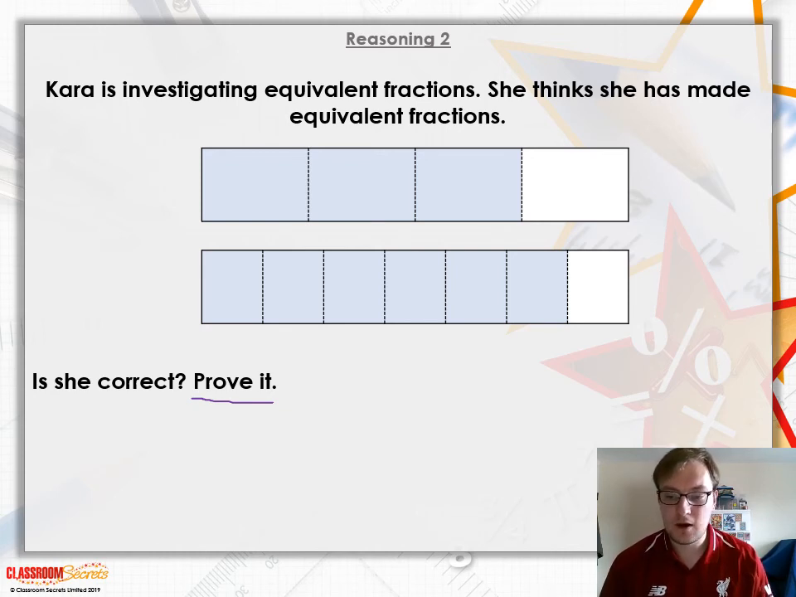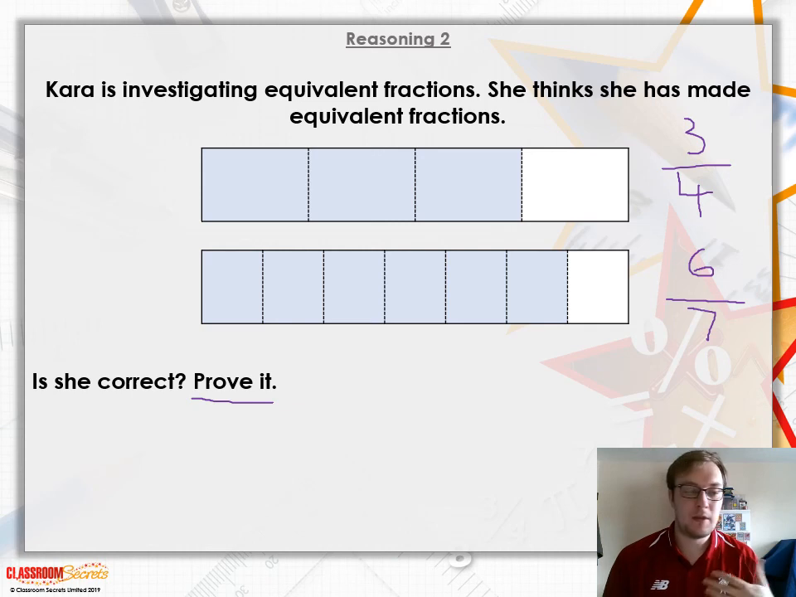Just like with the other questions, I'm going to write the fractions next to it. Like I said before, that just helps me answer the question. It may not help you, but if it does, that is fantastic. So our first fraction up here, we've got 4 parts in our whole, and 3 are shaded. And our bottom one down here, 7 parts make up the whole, and 6 are shaded.